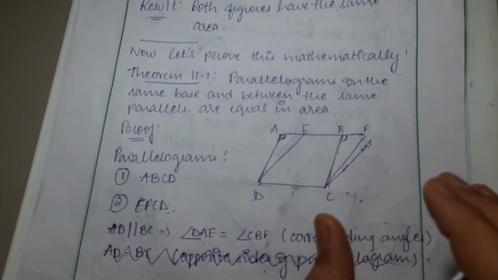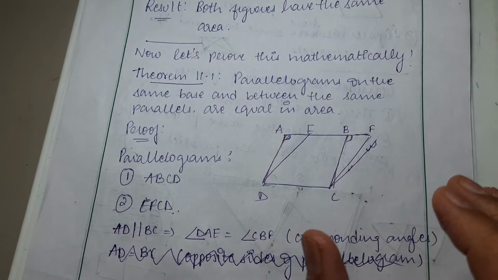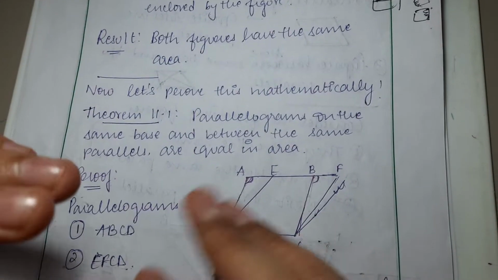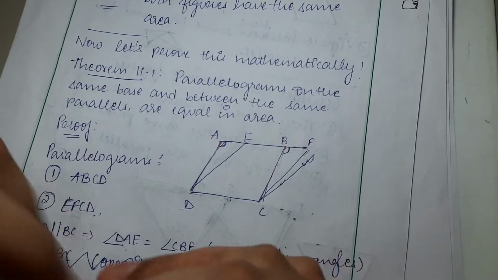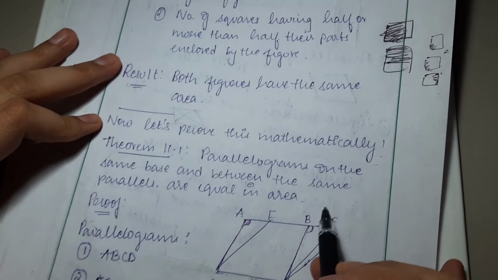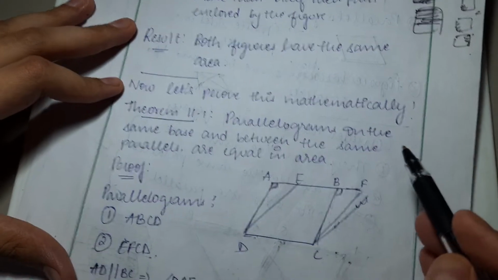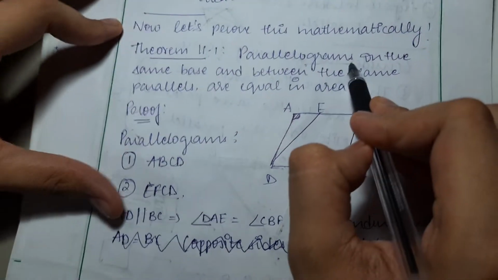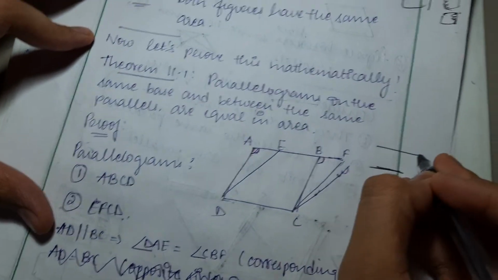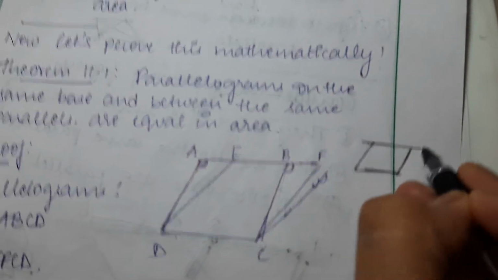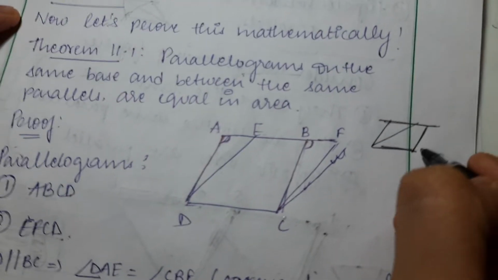Now you understand the theory behind this theorem, but you also need to be able to state it mathematically. And when you state something mathematically and when you prove it, you call it a theorem. Okay, so how do you state this theorem? You have to show it in a generalized way. So you say parallelograms which have the same base and are between the same parallel lines are equal in area.